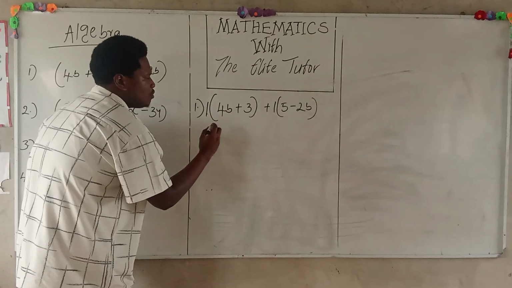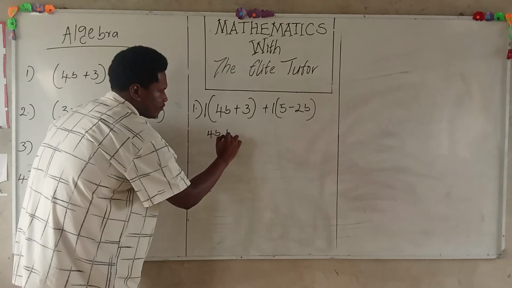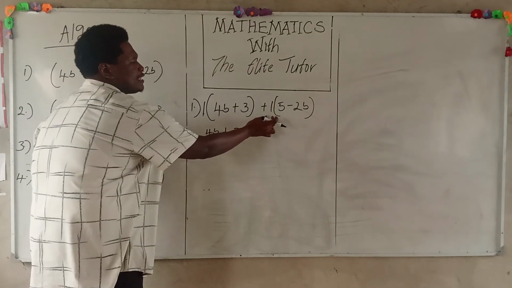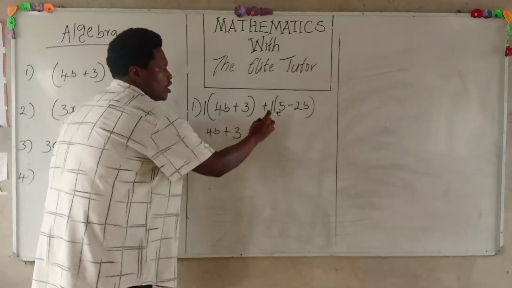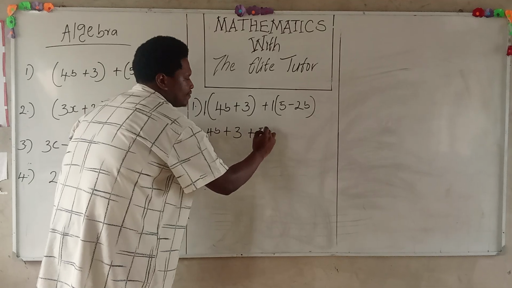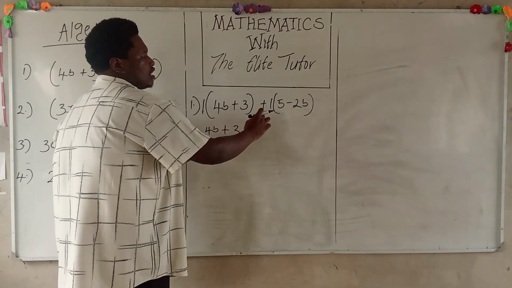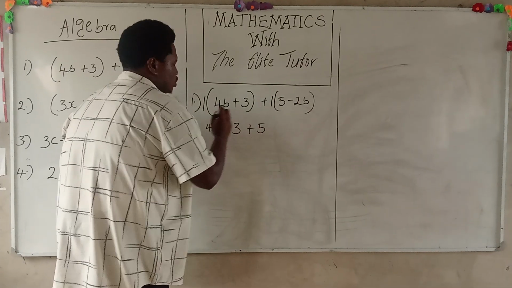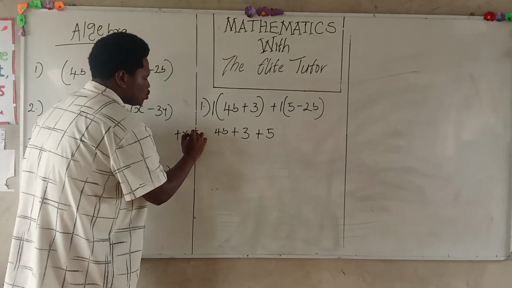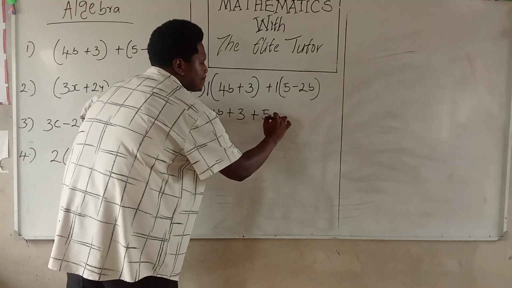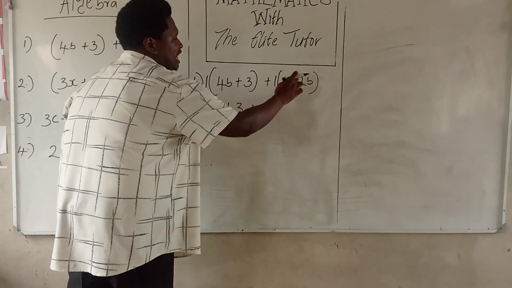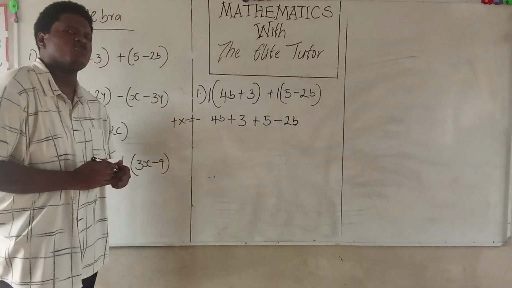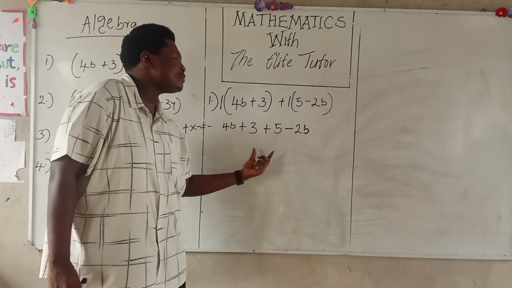1 times 4b will have 4b. Plus 1 times 3 will have 3. Now, let's move over here. Our plus sign. 1 times 5 will have 5. Don't forget this is plus 1. Plus 1 times minus 2b will give us, because plus times minus we have minus, a minus sign here. And then 1 times 2b will have 2b. So at this point, we've been able to successfully open the bracket.